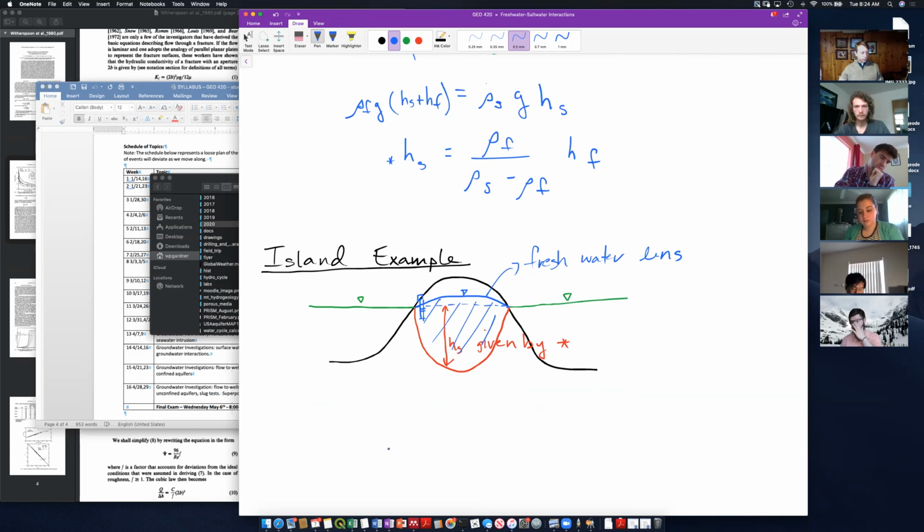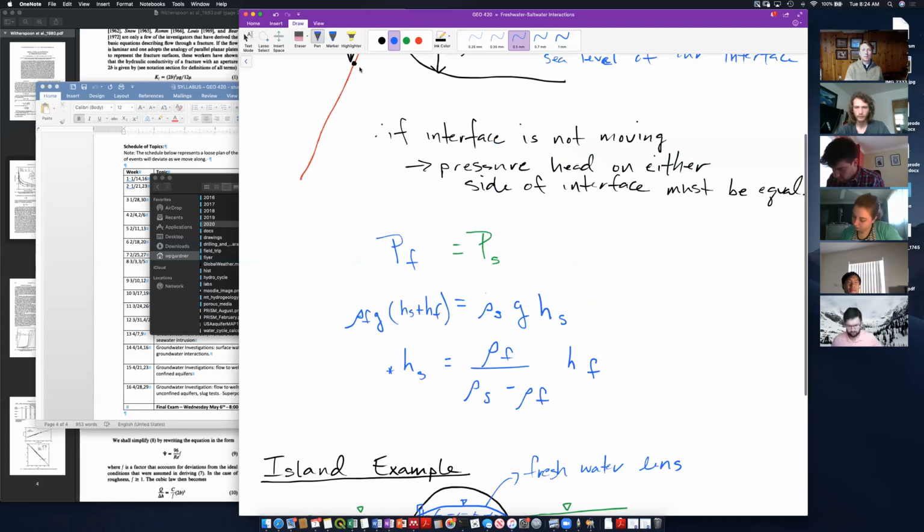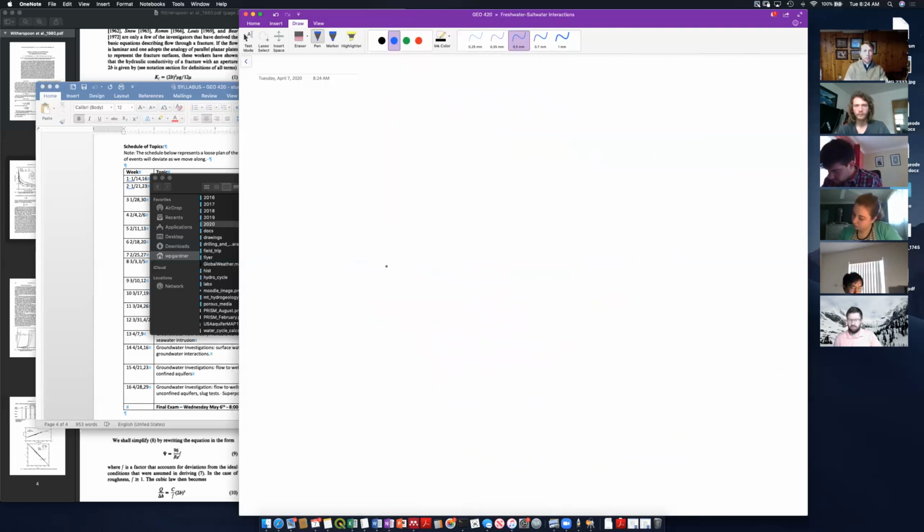Okay, so all of these examples sort of just consider a static interface and just use the height of the water table to predict the depth of the interface below the water table. Let's now think about flowing water in a confined unit. So this is the interface for a flowing well.